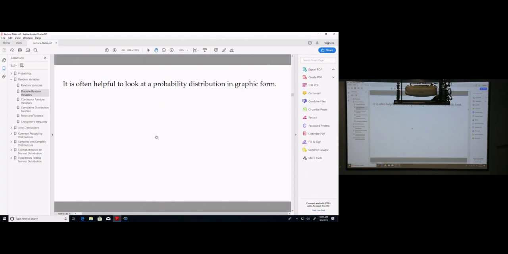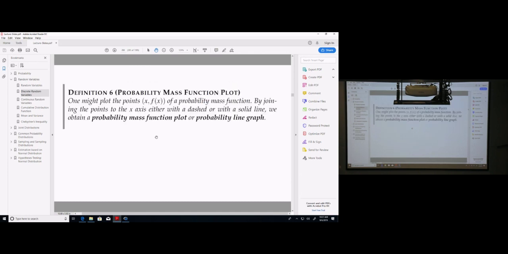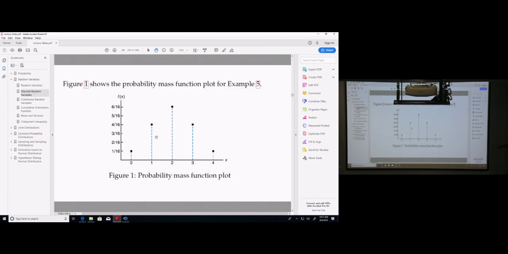So it is often helpful to look at a probability distribution in graphic form. So we are telling you the histogram. One might plot the points x, f of x of a probability mass function by joining the points to the x-axis either with a dash or with a solid line. We obtain what we call a probability mass function plot.